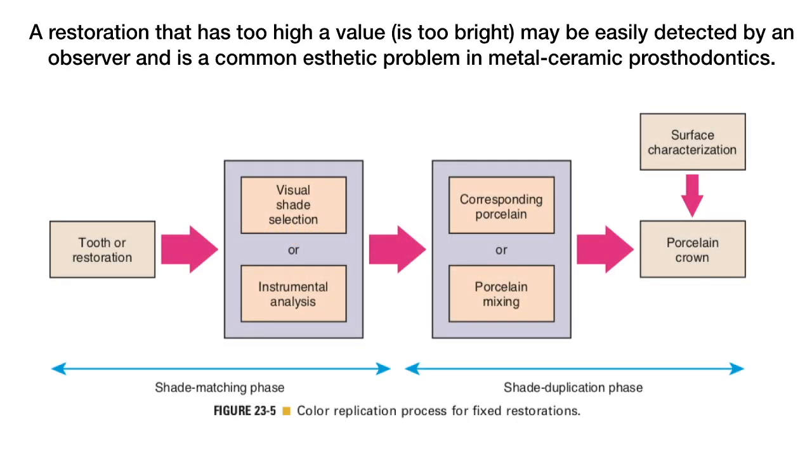A restoration that has too high a value, is too bright, may be easily detected by any observer, and is a common aesthetic problem in metal-ceramic restorations. So, when we are going to take the color of a restoration, we have to understand that the quality of the light source is so important. It should be considered during visual shade matching, right? So the color and the light that we use in the dental office should be equal, at the same angles when you are taking the shade of the tooth, okay? Be careful of the shadows and any other colors that affect taking the shade while doing it at the dental office.